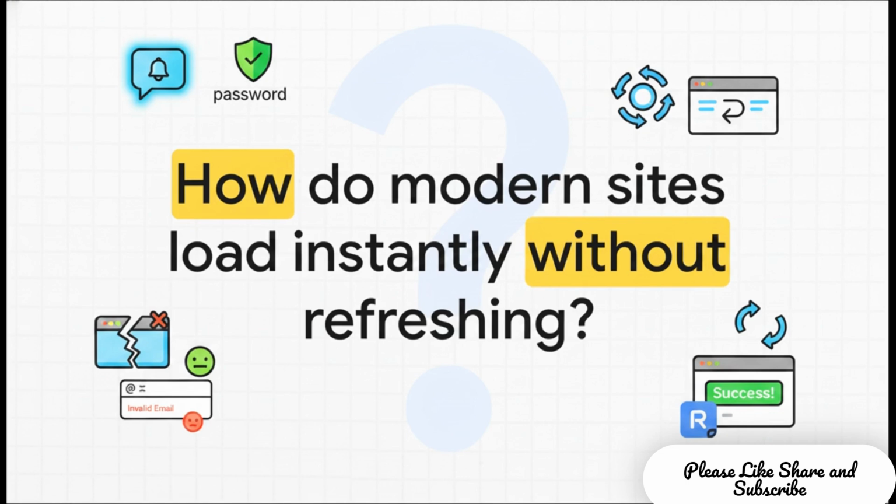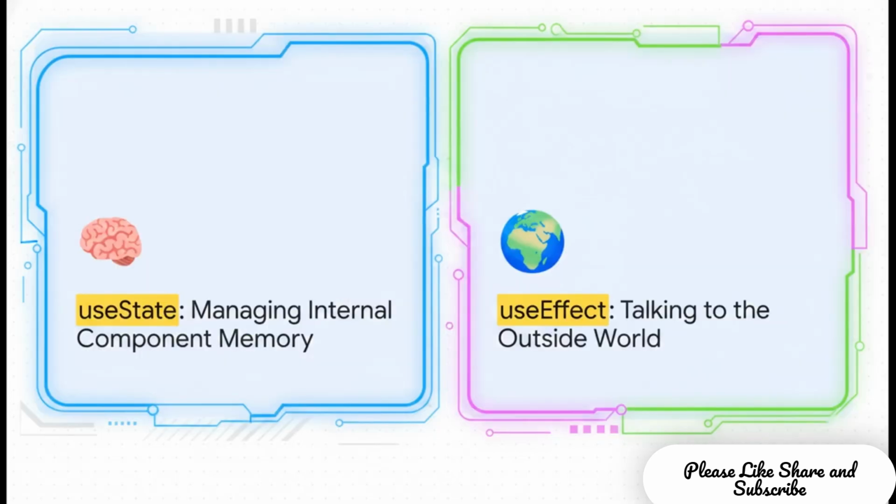React solves this by handling data and logic locally in the browser, providing a totally seamless experience. And it pulls this off using two primary tools. Think of these two hooks like the brain and the senses of your React component. First, we have useState. This is your component's internal memory. It allows your functional component to basically remember things, like what a user just typed into a text box, and it instantly triggers a UI update whenever that memory changes.